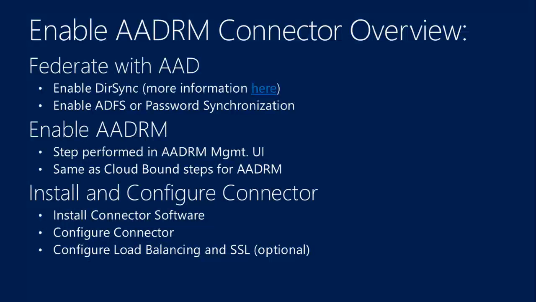Second, you have to enable AADRM. Basically, you'll go back to the Office 365 portal, enable the button, and everything's ready to go. Third, you have to install and configure the connector. This is literally about 6, 7 steps, if any, and you're on your way. The other guidance, outside of the connector itself, is configuring load balancing and SSL, which is optional. We'll have more detailed guidance on that coming out, but this is just the minimum set to get everything going.